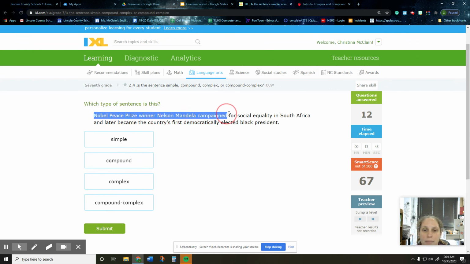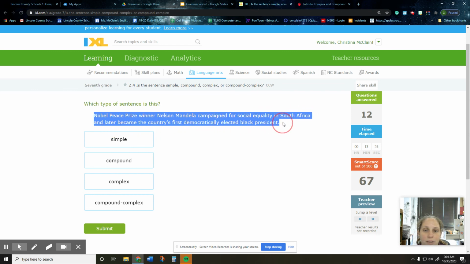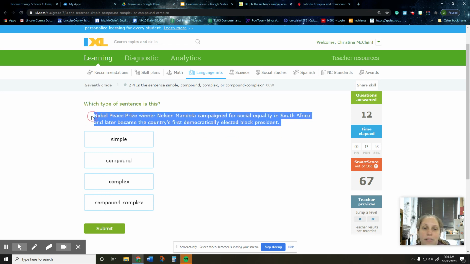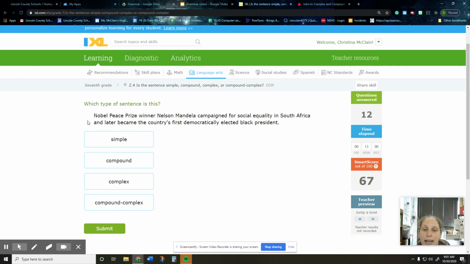Nobel Peace Prize winner Nelson Mandela campaigned for social equality in South Africa and later became the country's first democratically elected Black president. Okay. This is just a simple sentence. Because I'm pretty sure we don't have any relative pronouns. We don't have any subordinating conjunctions, right? We don't have comma and, so we know that it's not a compound sentence. So I'm assuming this is just simple.